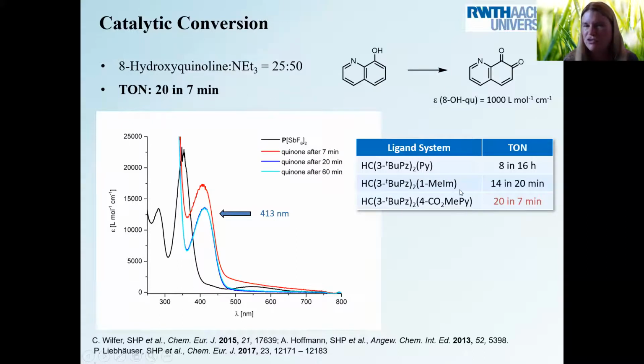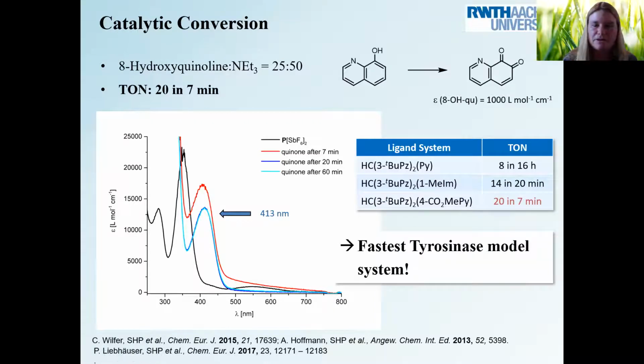That was funny. Just by attaching a carboxymethyl unit to the pyridine unit, the catalysis is enhanced by a factor of 100, I would say, from 16 hours to 7 minutes. I mean, that's amazing. And we tried to understand this. At this point in time, this was the fastest tyrosinase model system, which we could then publish in 2017. So at this point in time, if you had asked me if the guanidines or the pyrazolylmethanes are better, I would have said, yes, pyrazolylmethanes, they are the key to all this.